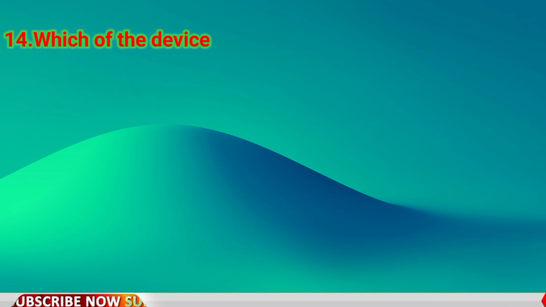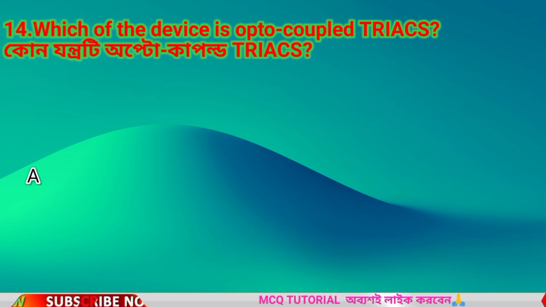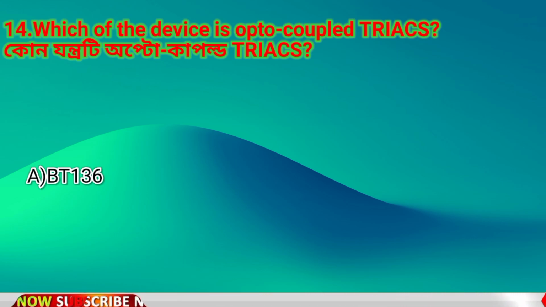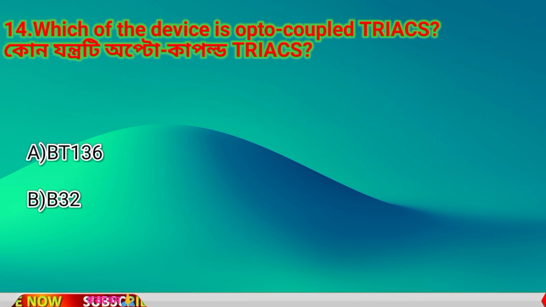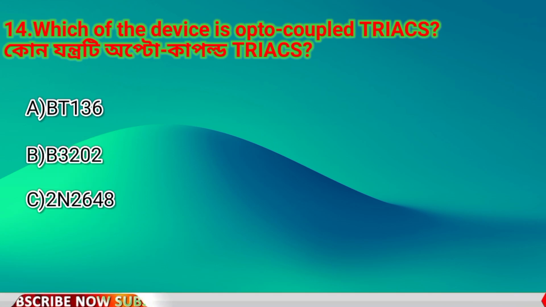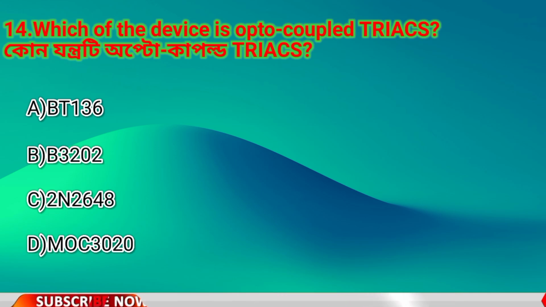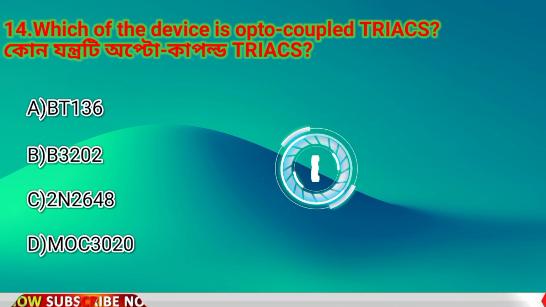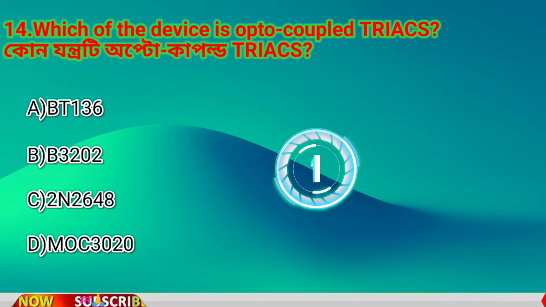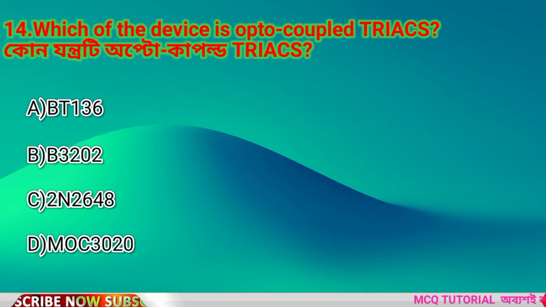Which of the device is opto-coupled triac? Option A BT136. Option B B3202. Option C 2N2648. Option D MOC3020. উত্তর হবে অপশন বি B3202.